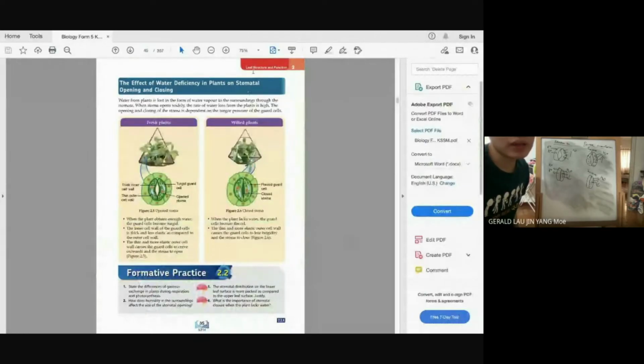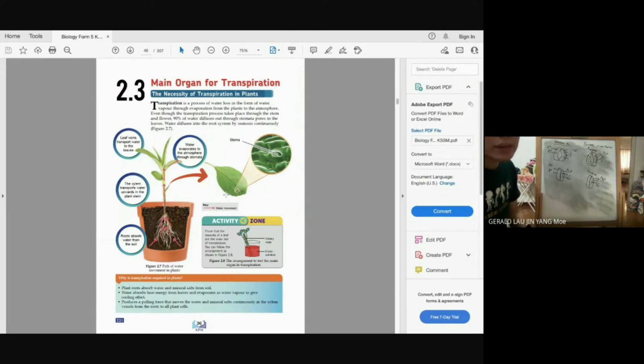So yeah, this one actually you can also read on your own: the stoma controls opening and closing for gaseous exchange and also to control the rate of transpiration. Now, the main organ for transpiration. What is transpiration? Basically, I absorb the mineral salts and water from the soil, and then through the xylem from the bottom of the roots up to the leaf, and then evaporation. This produces a cooling effect for the plants and also obtains water for their growth.